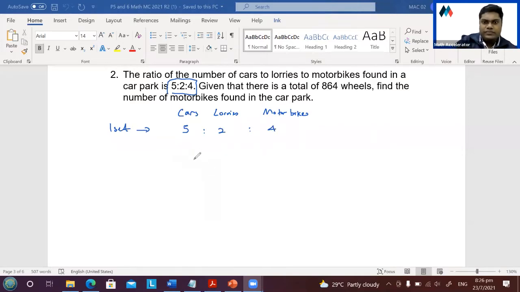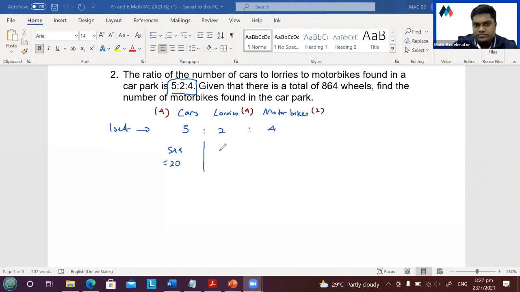So now let's create the value for one set, meaning the total number of wheels here, here, and here. So for cars, right? Okay, one of you asked in the chat, lorry is 6 wheels, right? Okay, for this question, no, right? A lorry still has 4 wheels. Okay, so this one, create your value. So this would have 5 times 4, which equals to 20 wheels.